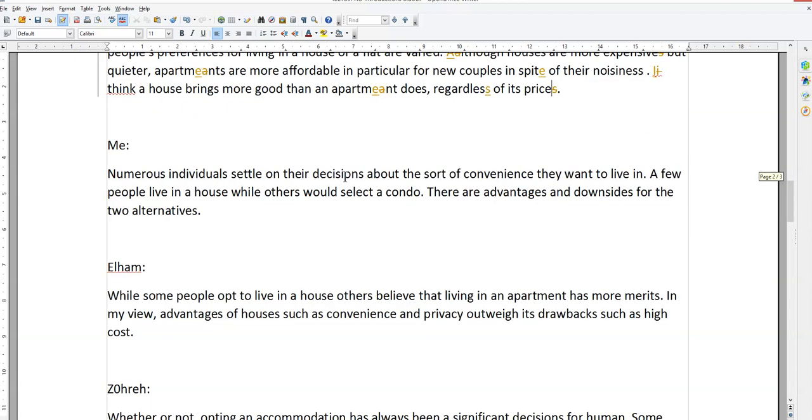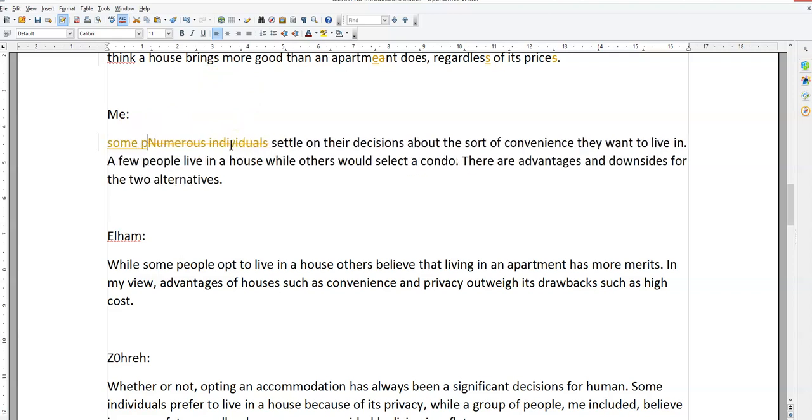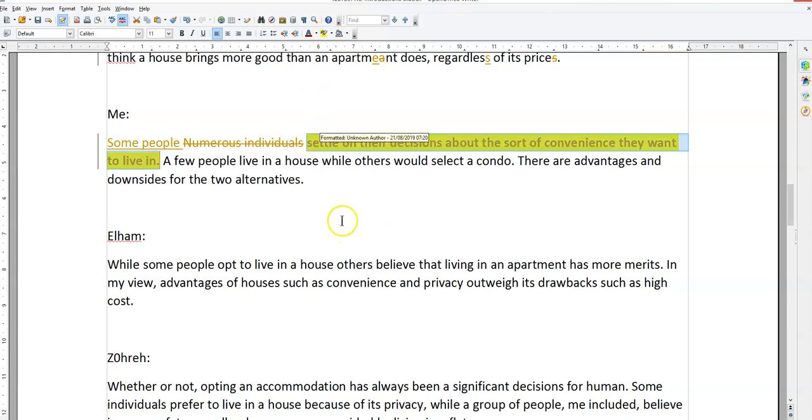So yeah. Okay. Numerous individuals, eh? Numerous individuals, you mean some people? That's not quite the same thing, is it? Why not simply say some people, according to some? Settle on their decisions about the sort of convenience they want to. How can you live in a convenience, and how do you settle a decision? You can make a decision. So, okay, that's not phrased very well. A few people live in a house, others would select a condo. A condo, you mean an apartment, then say so.